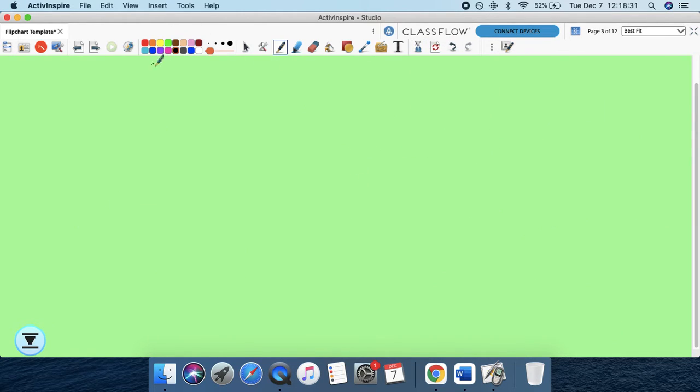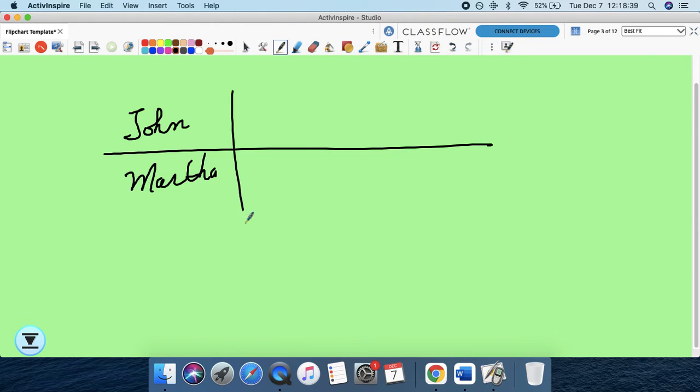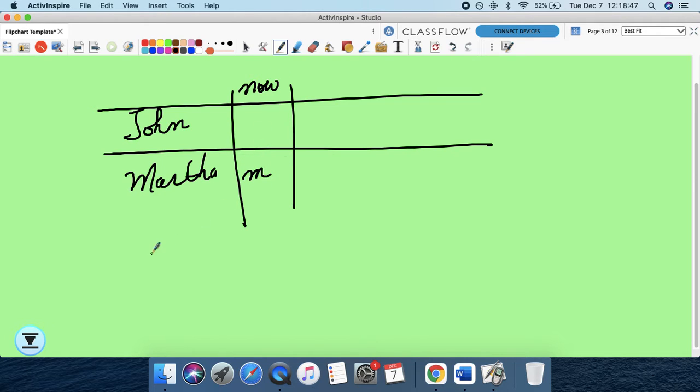Okay, number 6, we have John and Martha. So it says here that John, right now, is 4 times as old as Martha. Well, Martha is m years old today, so John is 4 times m. 5 years ago, so again we're going to the past, John was 4m minus 5. And 5 years ago, Martha was obviously m minus 5.